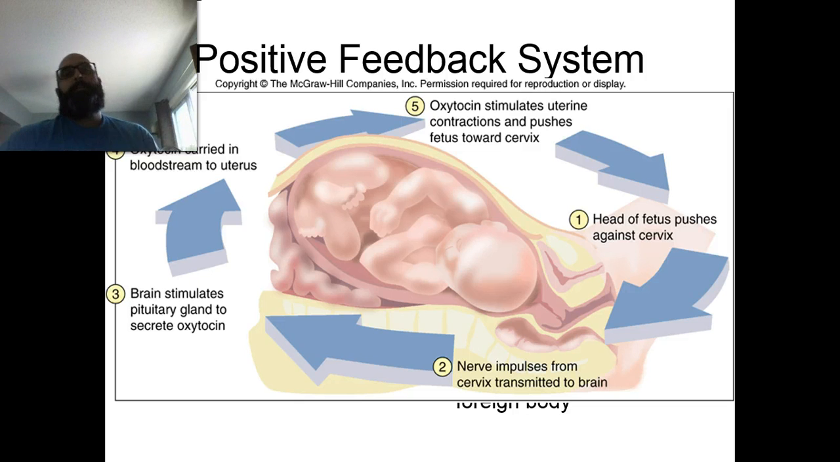Then mom starts pushing, and then baby leaves, and then we revert to a negative feedback system to eliminate those contractions. So in this particular example, we continually want the uterus to contract and contract so we can get baby out. Then once it's out, it reverts to a negative feedback system to eliminate those uterine contractions so it no longer is trying to push baby out.